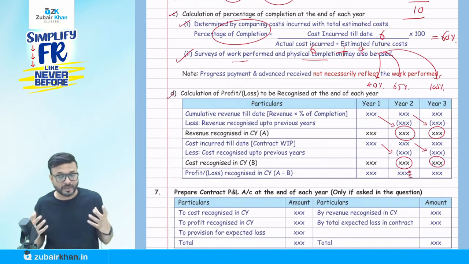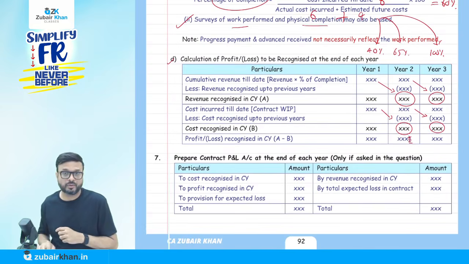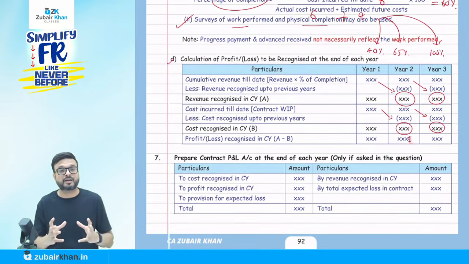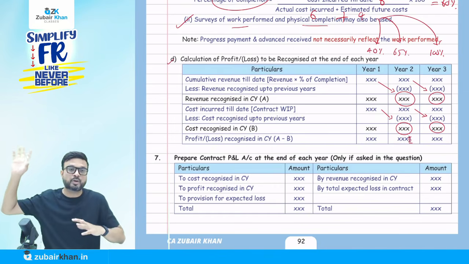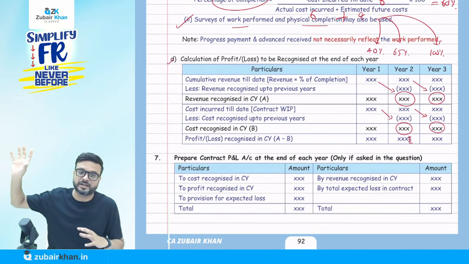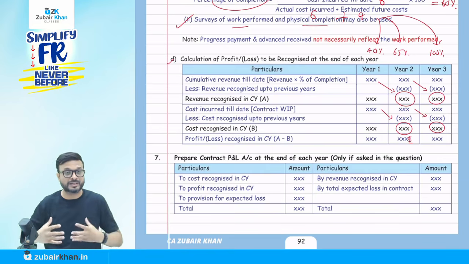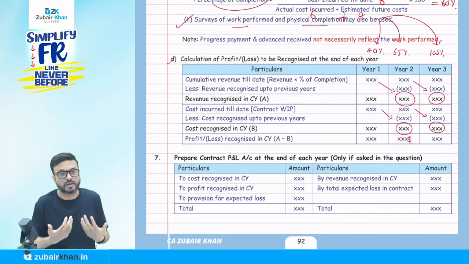Now, they may ask you to prepare the profit and loss account. Remember one more very important thing: if a contractor has 50 contracts, suppose, he has to prepare a contract P&L account. At the end of the year, he is going to prepare a combined P&L account. I'm talking about the contract P&L account. So he has to prepare a separate P&L account for each contract to find out in which contract he is making a profit or loss that year.